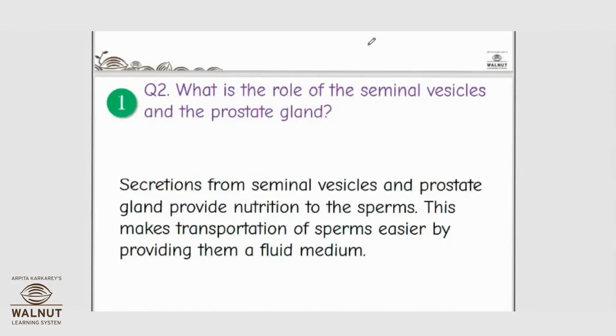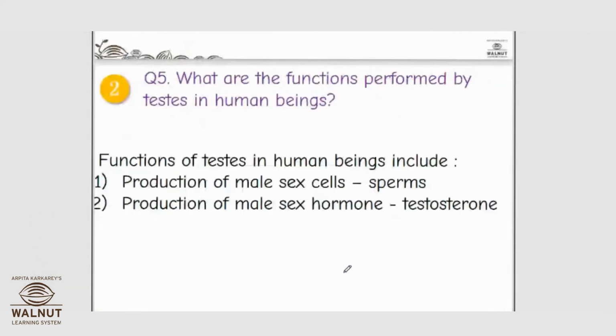So this is the question: what is the role of seminal vesicles and prostate gland? The secretions from seminal vesicle and prostate gland provide nutrition to sperms. This makes transportation of sperms easier by providing them a fluid medium. So just now I have explained this to you. Now some questions from here.